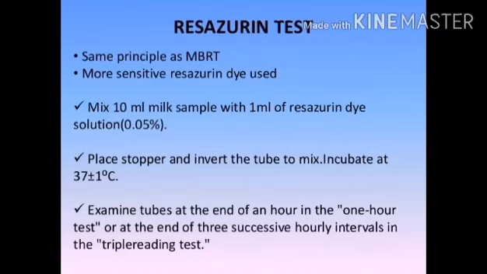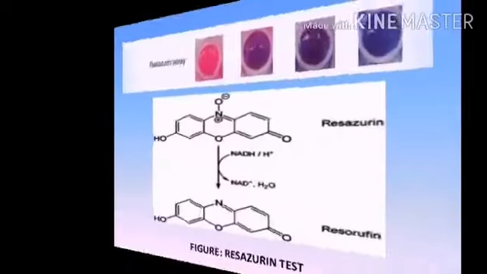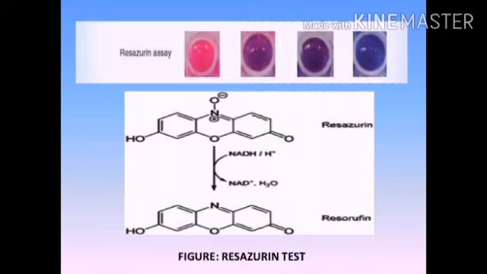Invert the tube and mix well. After mixing, incubate at 37 degrees Celsius for a few hours. And last, examine the tube after some period of time and check the milk quality. Judgment of milk quality is based on the color produced in the milk.